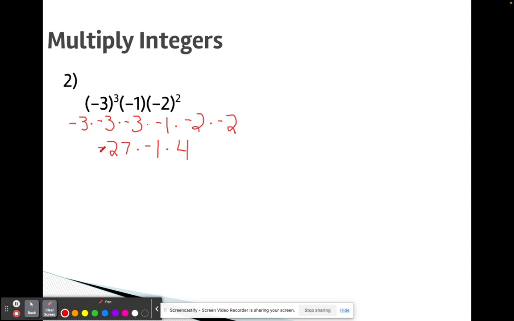Now I'm just going left to right. Negative times a negative is a positive. 27 times 1 is 27. Now I'm just going to make it into this type of times 4, because I've taken care of this. That's negative 27 times negative 1. Okay, 27 times 4, well, 27 times 2 is 54. So double that is 108. Use your math tricks if you know them. And it's positive, because a positive times a positive is a positive.